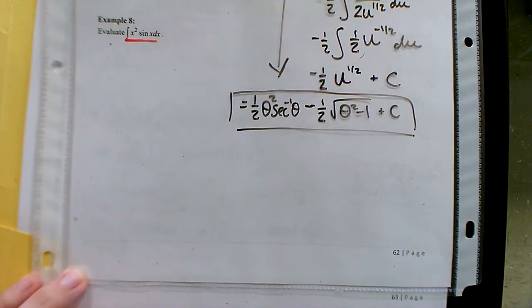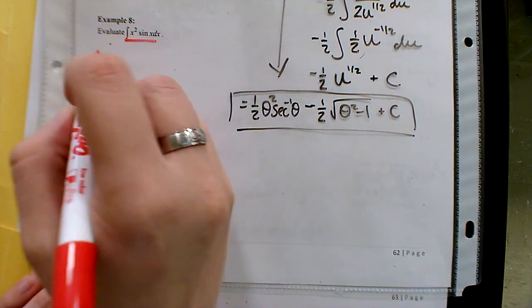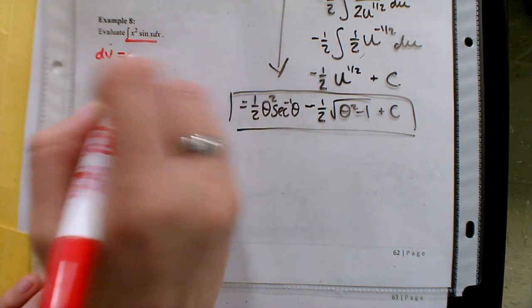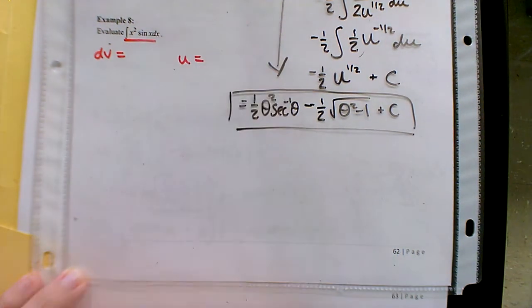Alright, so we're multiplying two different functions together. We can either find the derivative of at least one of them. We can also integrate at least one of them. So we could probably try by parts. What do you want to label as dv? What do you want to label as u?